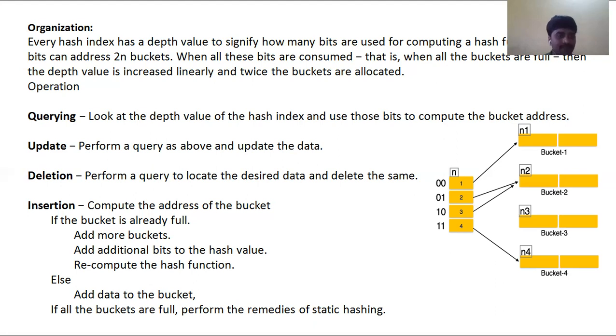Else, add the data to the bucket. If all the buckets are full, static hashing would need remedies, but here we again go dynamically and add the buckets. That is called dynamic. The more important thing is the insertion option: even if the bucket is already full, we can add more buckets, but in static hashing we can't do that. That is the main advantage of dynamic hashing.